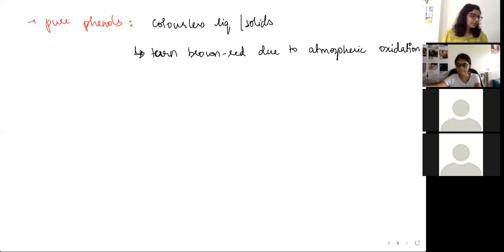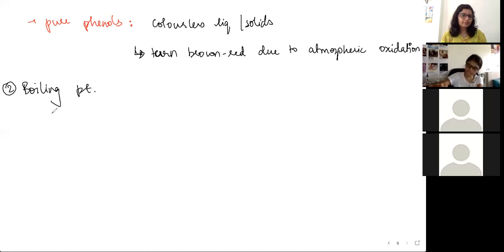Then comes boiling point and solubility. These are the two main properties we'll be discussing. Okay, trend in boiling point. One, we'll check the trend within alcohols, and two, we'll check the trend related to other organic compounds. Okay. All right. Within alcohols, what would you expect the trend to be?